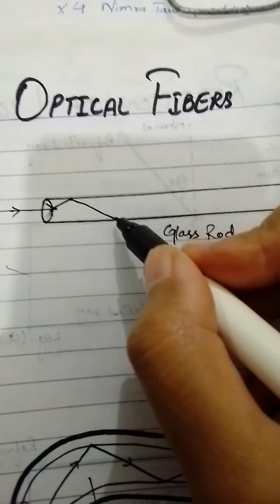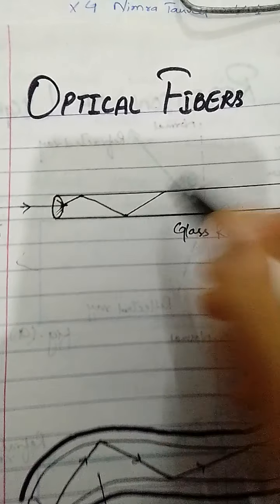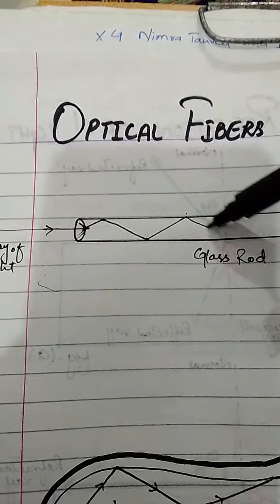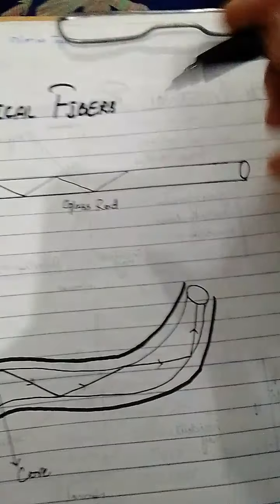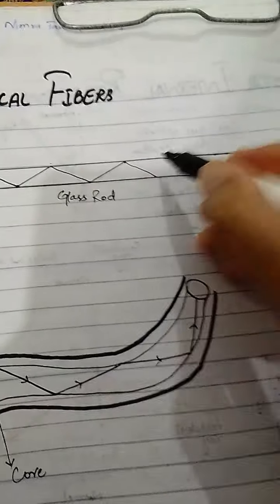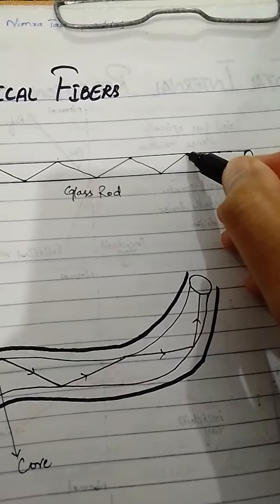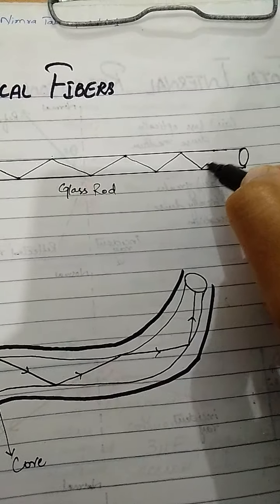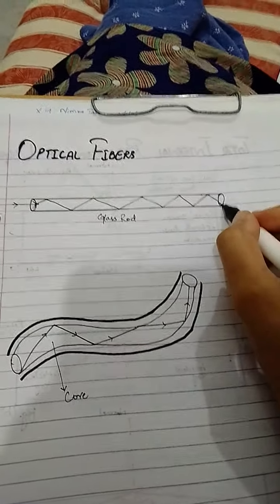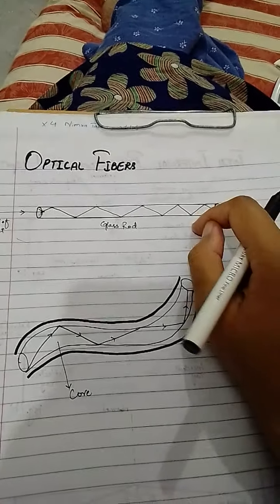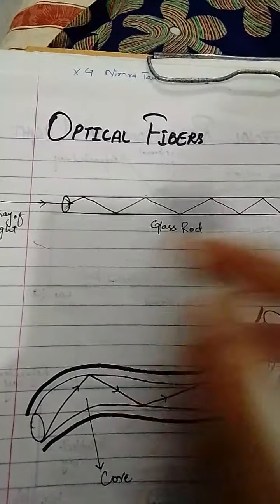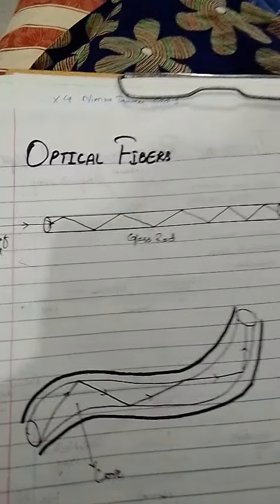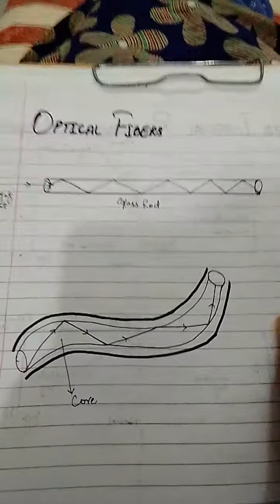Okay, so in this case, light would continue to travel like this. It would just keep reflecting like this, till it reaches the end. After reaching the end, it will escape from the glass rod. So this is basically the application of total internal reflection of light.